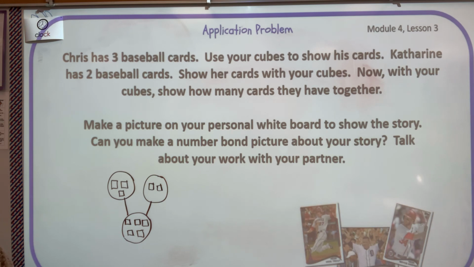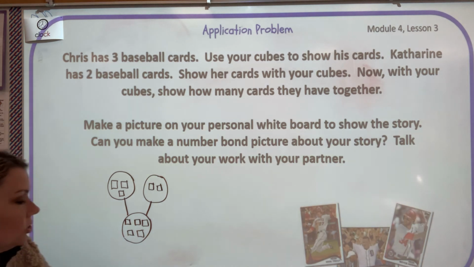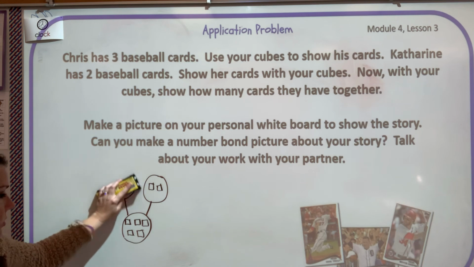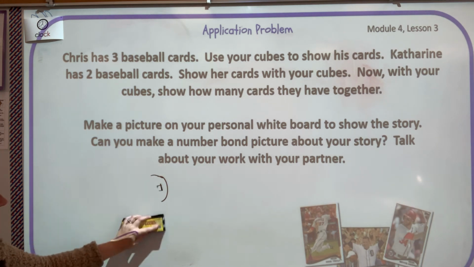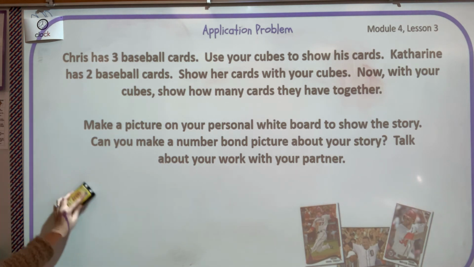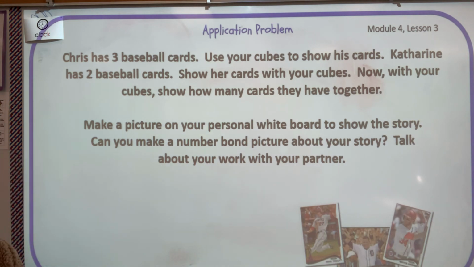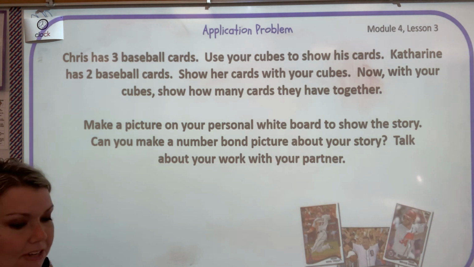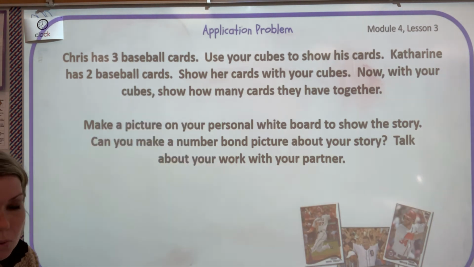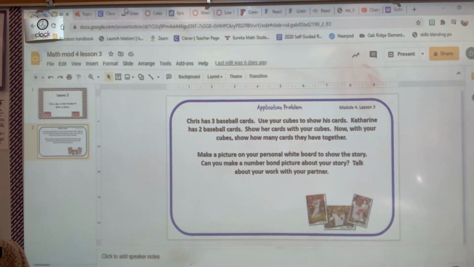Excellent. Okay. You can put a pencil in your workbook and move it to the side. And what you're going to need for this activity, I don't think, we'll see if you need cubes, but you definitely need your number bond or drawing it on a whiteboard or a sheet of paper. So let's take a look.